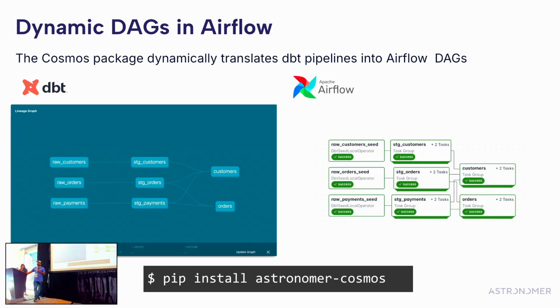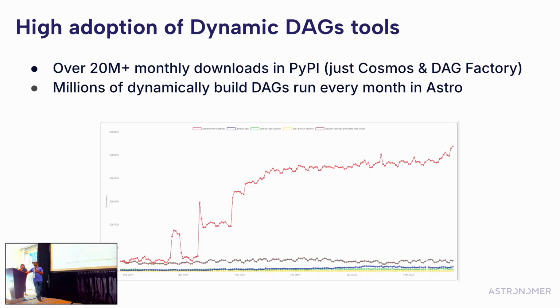We have Cosmos. We can just pip install astronomer-cosmos, and with the help of that, we can convert different dbt pipelines into Airflow DAGs. Now, there is a lot of adoption of these dynamic DAG tools. We have seen at least 20 million downloads on PyPI for Cosmos and DAG Factory. And there are a lot of dynamic DAGs which run every day or month on Astro, right? So with such high usage and adoption, we should not consider performance lightly, and we should have some standardization around that.